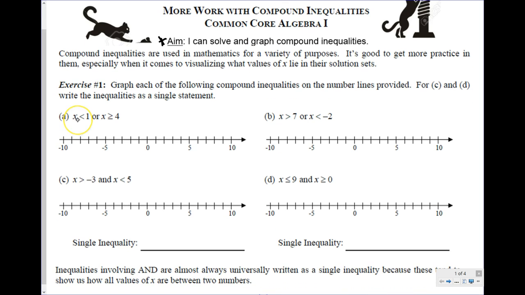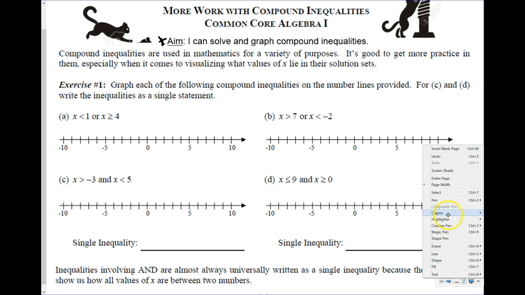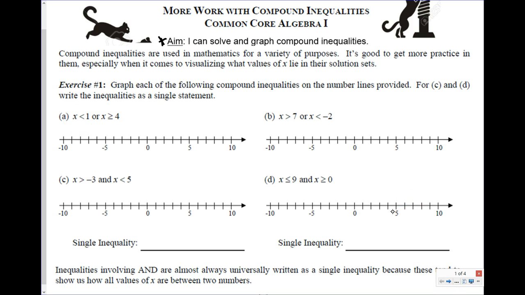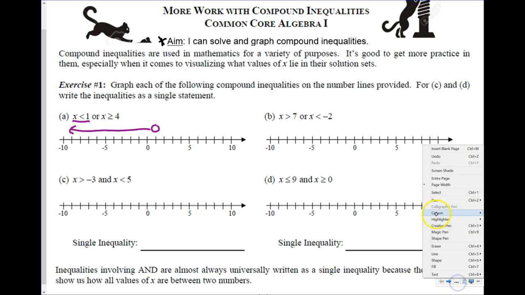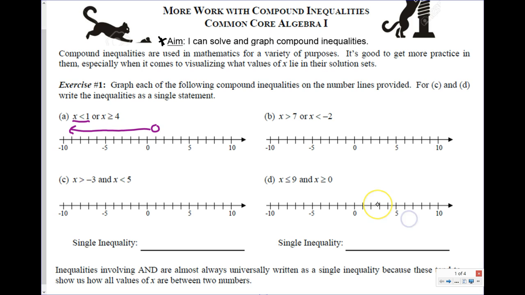Okay, x is less than 1 or x is greater than or equal to 4. So I'm going to make an open circle. I'm going to do this one first. I'm going to make an open circle on 1, and then I'm going to make a line to the left. That's less than 1. Or x is greater than or equal to 4. That's going to have a closed circle on 4 and go to the right. So that's my graph of letter A.